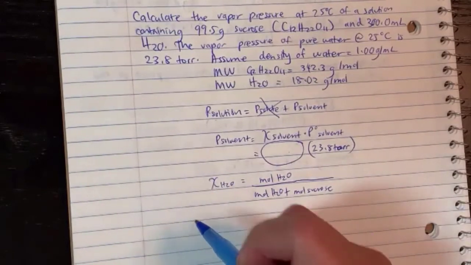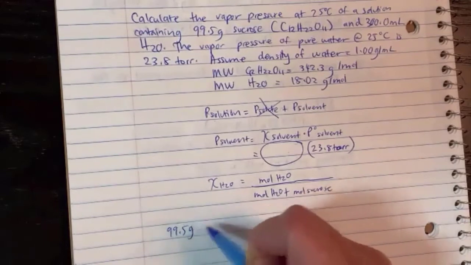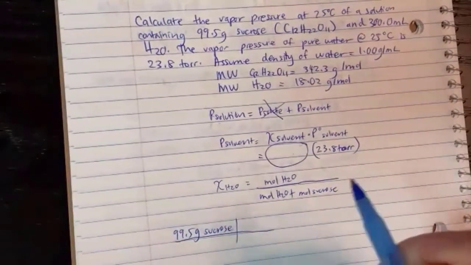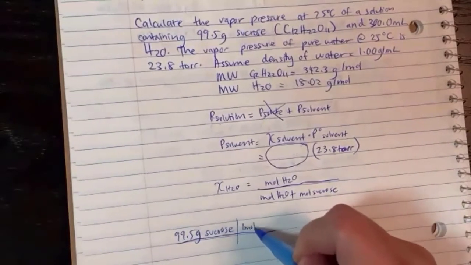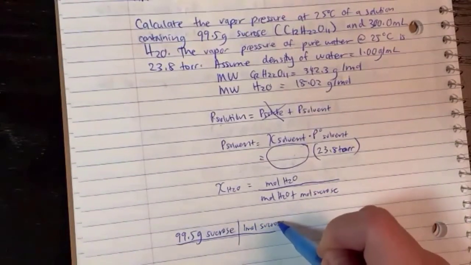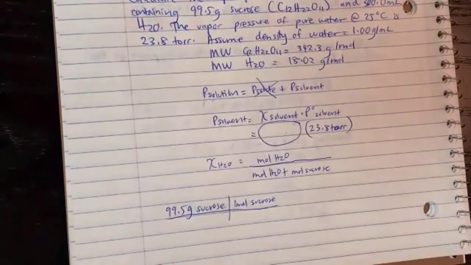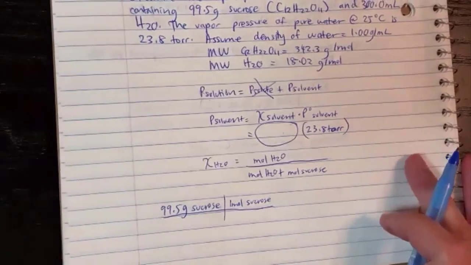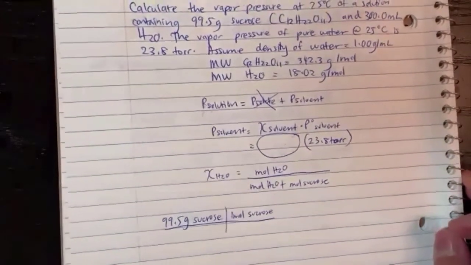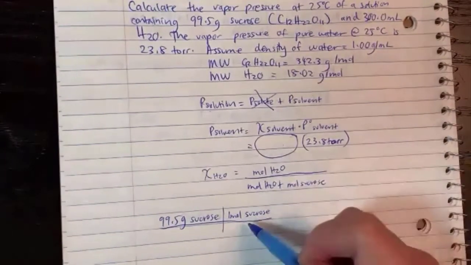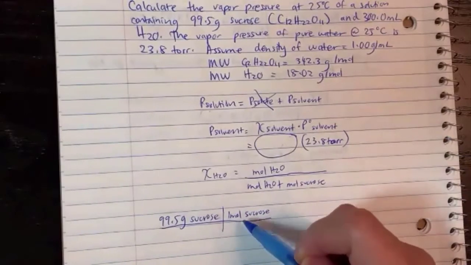So let's start with the sucrose. It's 99.5 grams of sucrose. 1 mole of sucrose is 342.3 grams. At this point in this class, you should not be questioning how to get from grams to moles. That is no longer an issue. If this is still an issue, then it might be time to review a lot of stuff from Chem 1, because this is going to build on top of it. This class assumes you know how to do that already, okay? So 1 mole is 342.3.